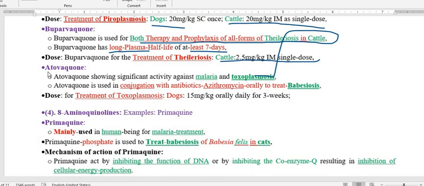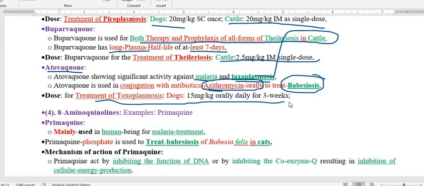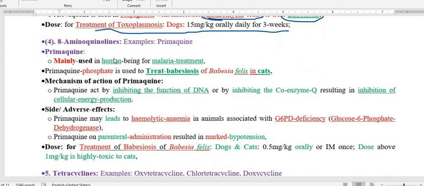As the drug has a very good half-life, it remains at therapeutic efficacy for a longer time, that is 7 days. Next is atovaquone. Atovaquone is particularly used for malaria treatment, but also for toxoplasmosis. When atovaquone is used along with the antibiotic azithromycin orally, it shows efficacy against Babesia. So we have to use atovaquone along with oral azithromycin to treat Babesia and also to treat toxoplasmosis.